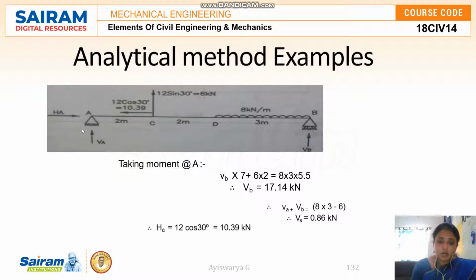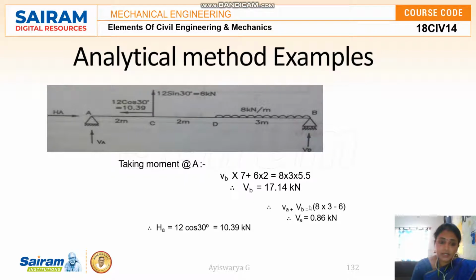So how do we find the unknown reactions? See guys, when you take the summation of Fx, you can see only two horizontal forces, in opposite directions. So you can straight away write that HA is equal to 10.39 kilonewton. Now it is your duty to find VA and VB. See guys, VA plus VB is equal to 6 kilonewton plus 8 threes are 24. So 24 minus 6 will be 18. So you can write it like this: VA plus VB.